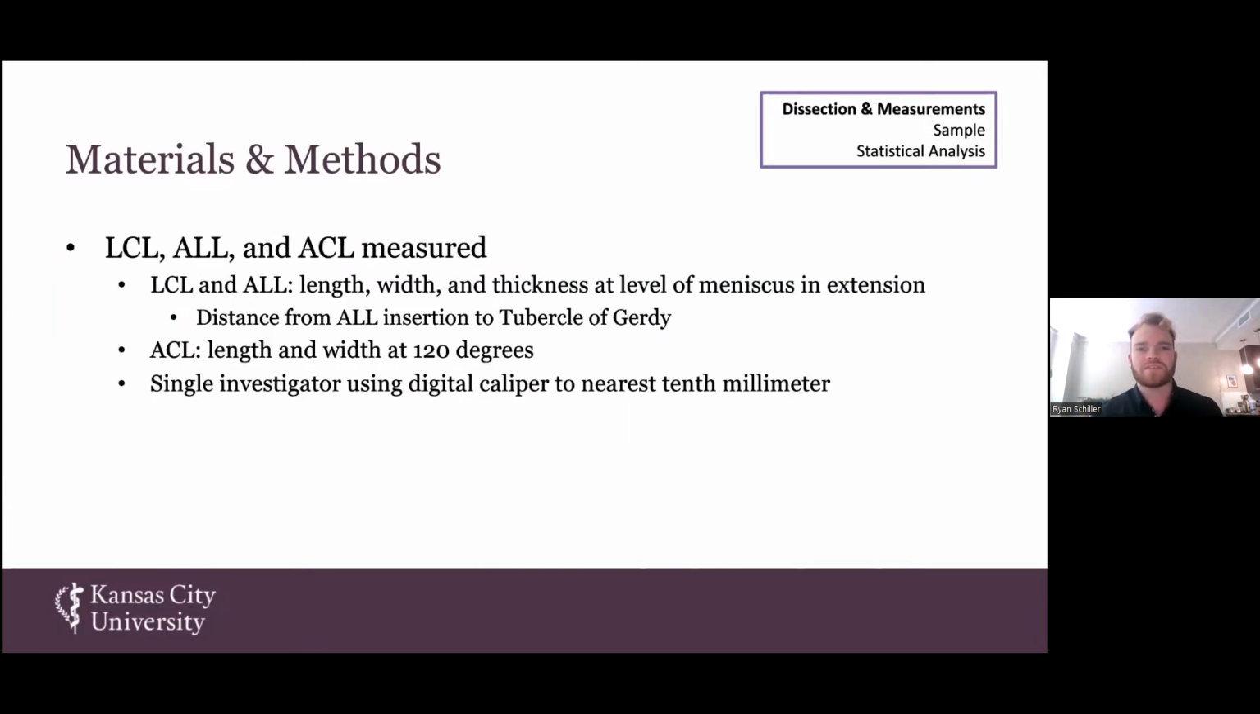And so in terms of measurements, the length, width, and thickness of both the LCL and ALL were taken at full extension of the lower extremity, with the latter two, the width and thickness, taken at the level of the meniscus, so about midline in the joint. Additionally, the distance from the ALL insertion to the tubercle of Gerdy was assessed. For the ACL, the length and width were measured at 120 degrees of knee flexion. And all measurements were performed by a single investigator using a digital caliper to the nearest tenth of a millimeter.